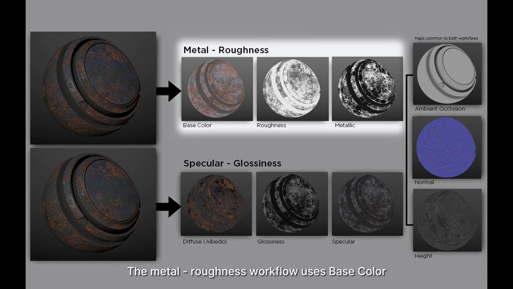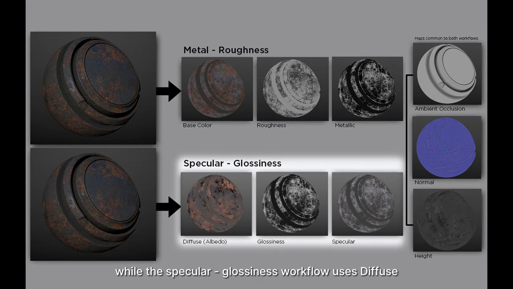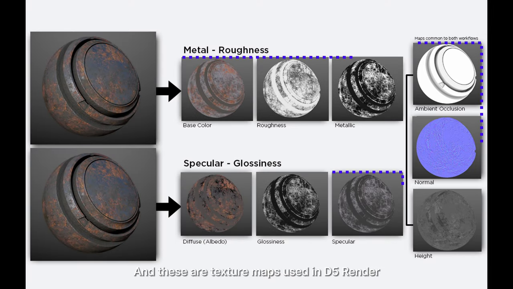The metal-roughness workflow uses base color, roughness, and metallic maps, while the specular-glossiness workflow uses diffuse, glossiness, and specular maps. The three maps on the right, ambient occlusion, normal, and height, are common maps. In other words, they are used in both workflows. And these are texture maps used in D5 Render.